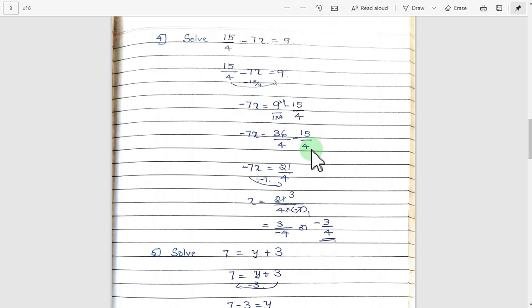Now we have equated the denominators, so we can subtract the numerators. 36 - 15 is 21, so 21/4. Now to find the value of x, -7 is there with the x, so we have to take -7 to the other side.